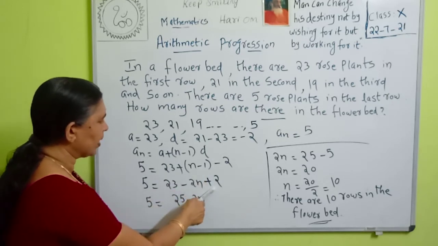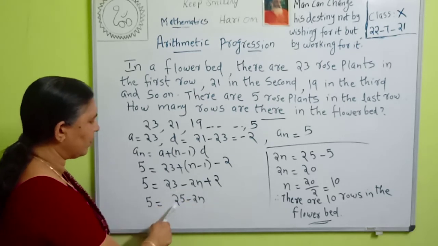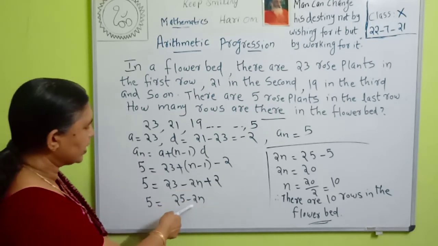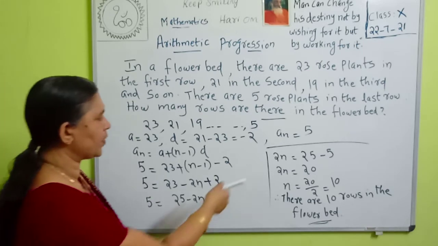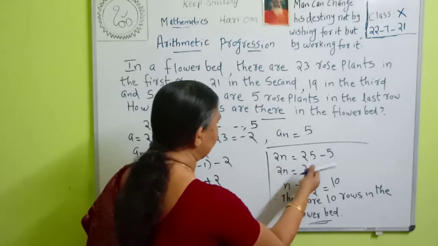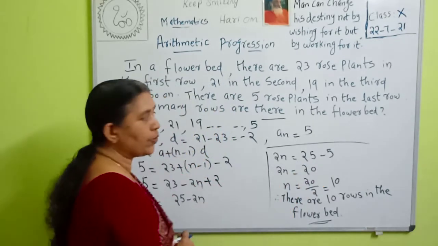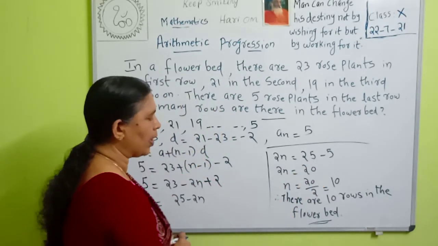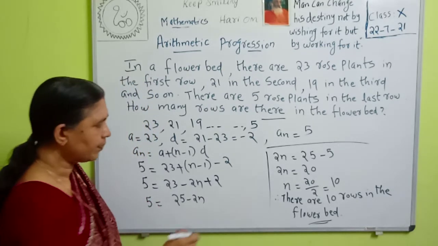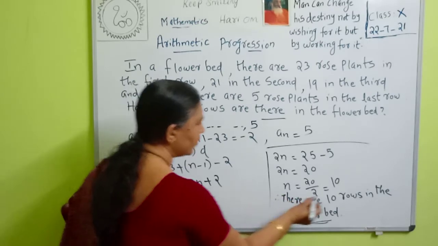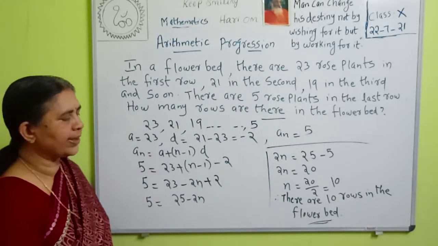That is 5 is equal to 23 plus minus 2 into n is minus 2n, minus 2 into minus 1 is plus 2. Then 5 is equal to 23 plus 2 is 25 minus 2n. Transposing this minus 2n to the LHS and 5 to the RHS, what do we get? 2n is equal to 25 minus 5, or 2n is equal to 20. Then what is n? n is equal to 20 by 2, that is equal to 10. Therefore, there are 10 rows in the flower bed.